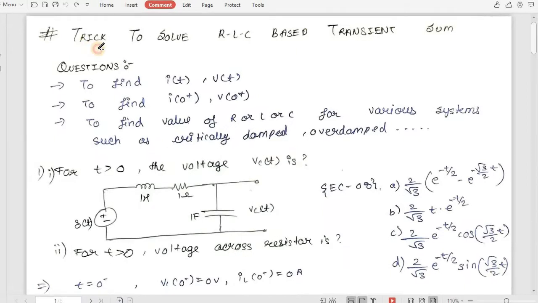Hello friends, today we are going to see the trick by which we can solve any RLC based transient sum very easily, very fast. Before we jump to the trick, let us see the type of questions that we get in our GATE exam.